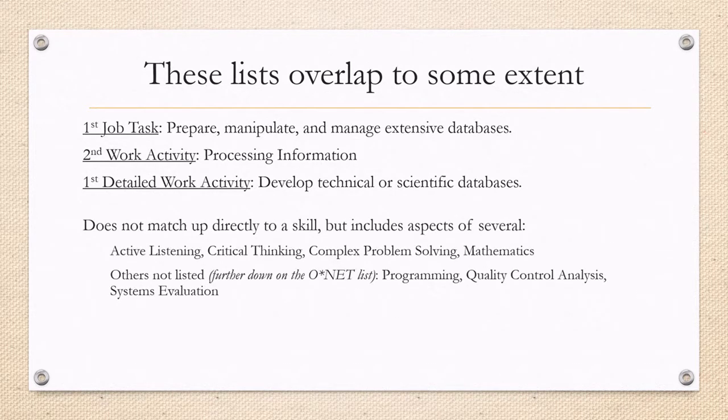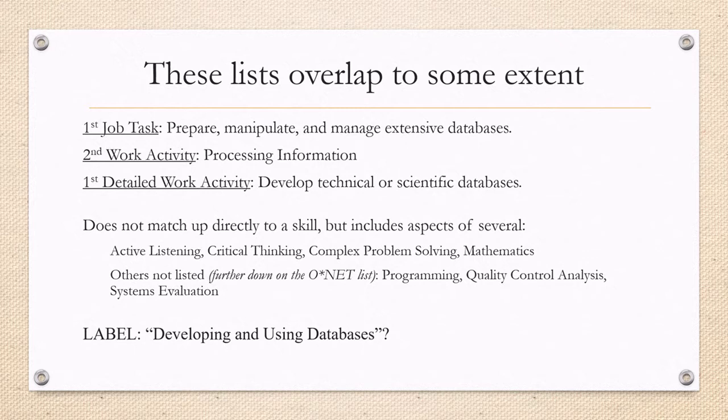So these don't match up directly to a skill, but there are aspects of several skills that are included, such as active listening. You need to listen to your supervisor to know how to set up a database, critical thinking, complex problem solving, and perhaps mathematics. Other things not listed on our list that I copied, but are further down on the ONET list, are things like programming, quality control analysis, and systems evaluation. So if we group all these together, we might give them the label, say, of developing and using databases.